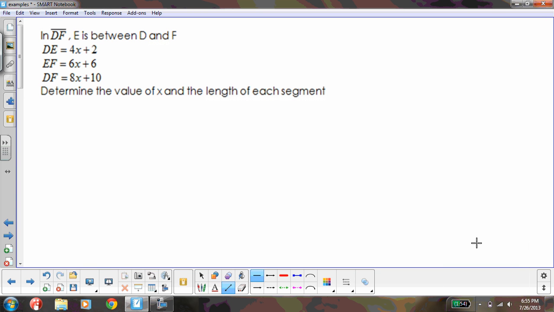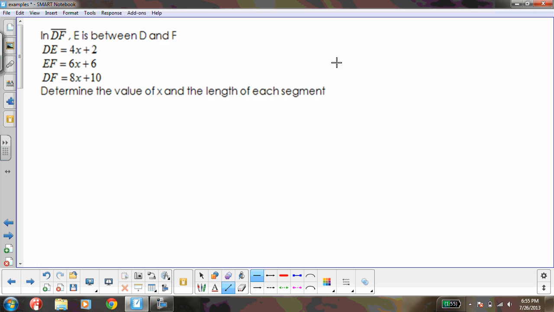We are posed with this situation. In segment DF, E is between D and F. DE equals 4x plus 2, EF equals 6x plus 6, and DF equals 8x plus 10. Determine the value of x and the length of each segment.